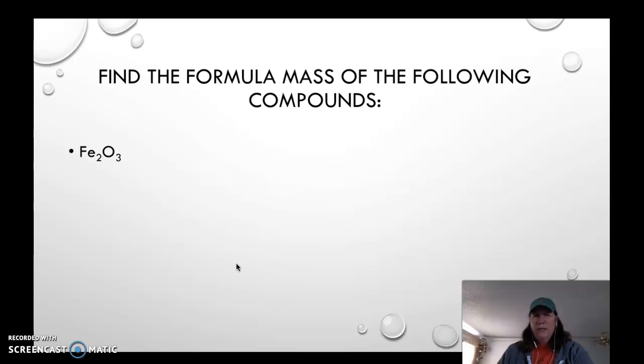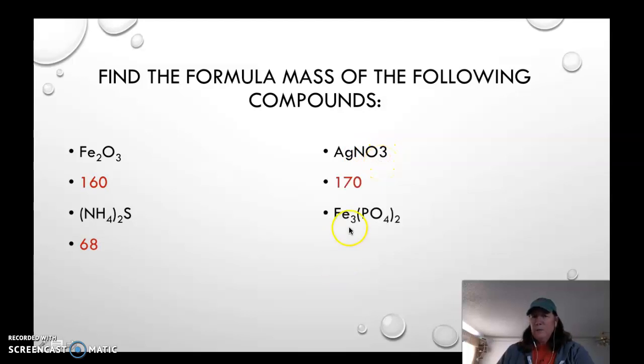Here's some more. This one would be 2 iron and 3 oxygen. This would be 2 nitrogen, 8 hydrogen, and 1 sulfur. 1 silver, 1 nitrogen, 3 oxygen. And then this would be 3 iron, 2 phosphorus, and 8 oxygen. Okay, just add them all together and get your mass.